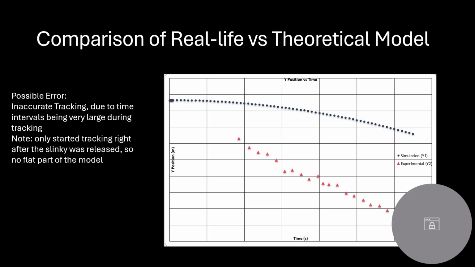Whereas the intervals were a lot smaller in my other model, meaning that the data is going to look a little bit different just because one has more data points than the other. And I only started tracking right after the slinky was released, at the moment that it started moving, well, I guess right before, because velocity was initially 0. So there's no flat part of the model in this.